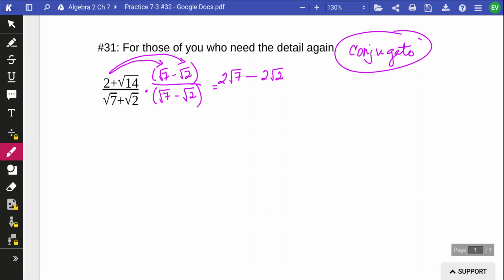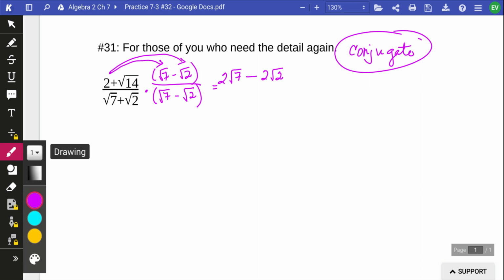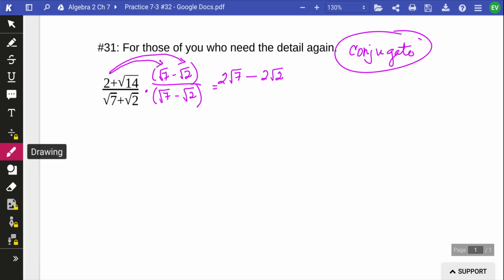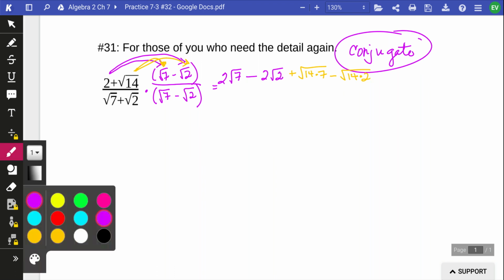I'm going to use a different color here so that you can see the difference between them. So square root of 14 times the square root of 7 is next. So plus the square root of 14 times 7. And the square root of 14 times the square root of 2. So minus the square root of 14 times 2. So that's all in our numerator.